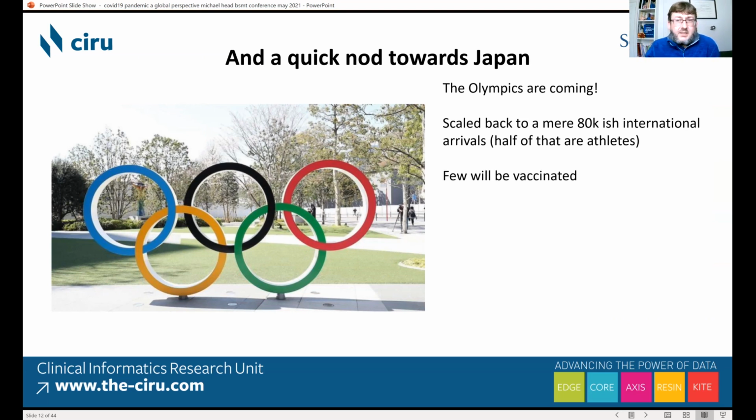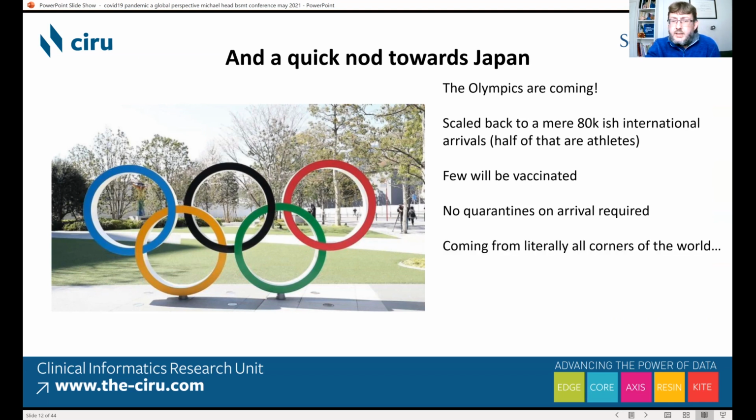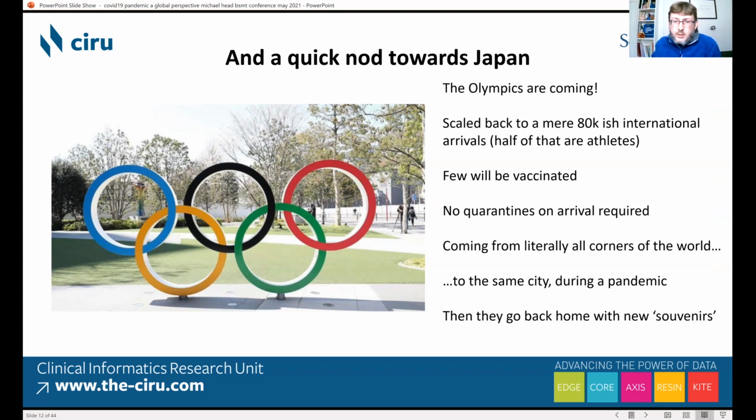Few of them will be vaccinated. A very small number will be vaccinated. There are no quarantines on arrival apparently required, we are told. And these people are quite literally coming from all corners of the world, everywhere in the world, descending upon one city, Tokyo, during a pandemic. And then about 3 weeks later, they'll all run back home again with possibly some new virology-related souvenirs. I just don't think this is going to be a good idea.